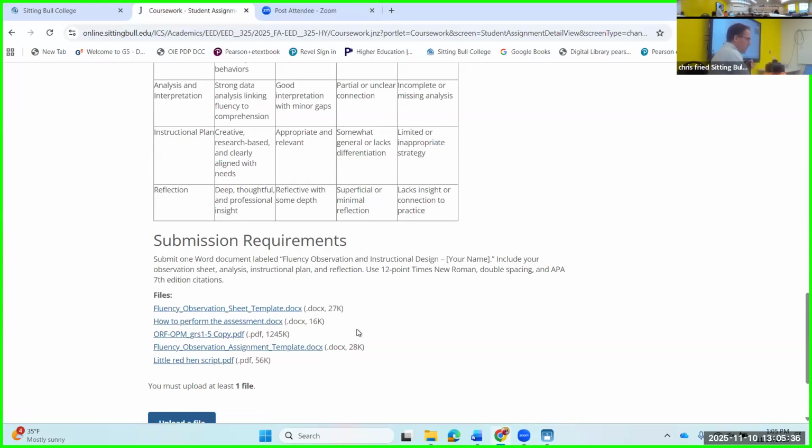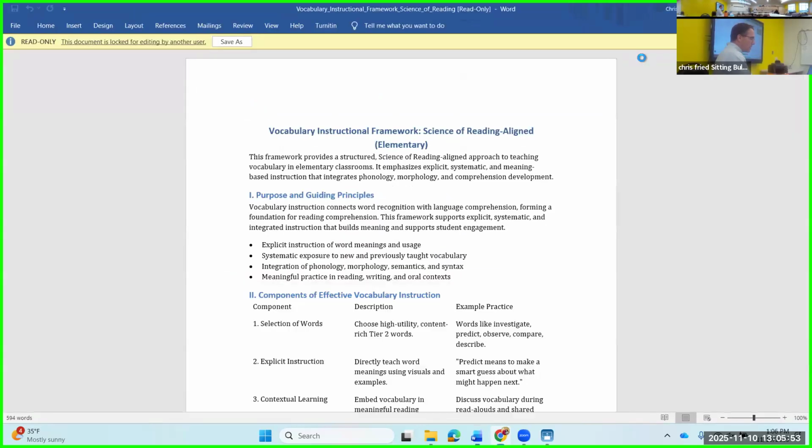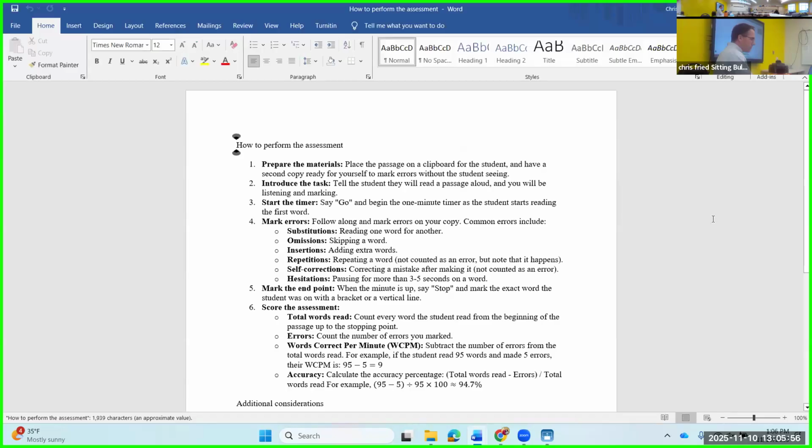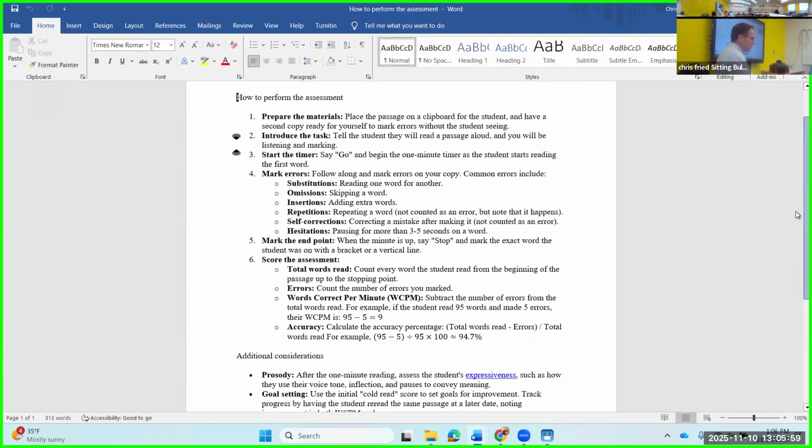If you have somebody do it in person, they get a copy, you pull a copy, and you mark the words that are incorrect. Also in here is how to do the assessment, a step-by-step walkthrough. Mark the words, start the timer, it's a minute. Mark the errors as you go, any hesitations, even if the words are wrong, repetitions, added words, and where they stopped.